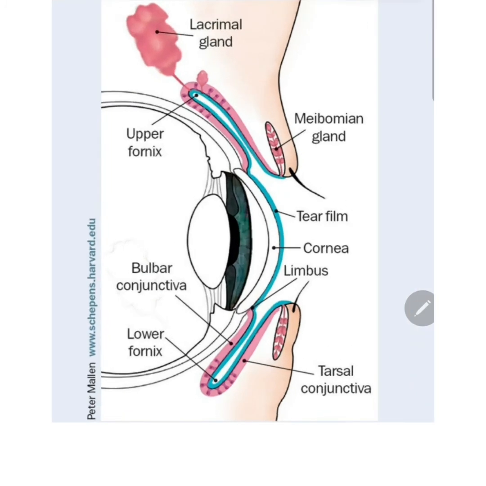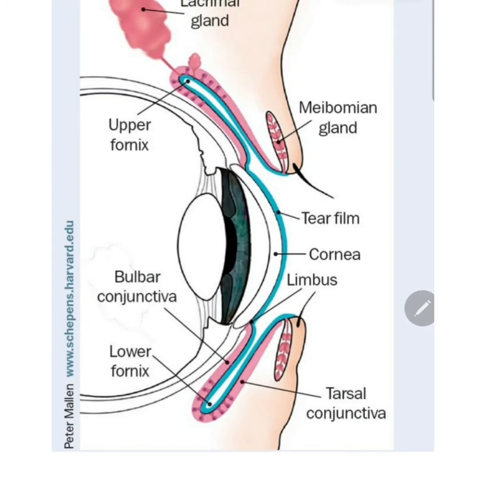What exactly is the conjunctiva? It consists of two parts. The first one is the bulbar conjunctiva, which lines the outer surface of the sclera. This is our sclera, and this is our bulbar conjunctiva. The conjunctiva which lines the inner surface of the upper and the lower eyelids is known as our palpebral conjunctiva.